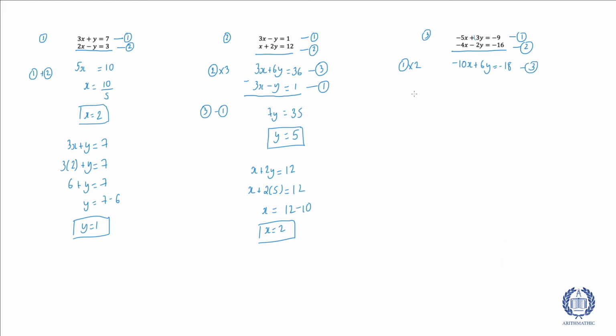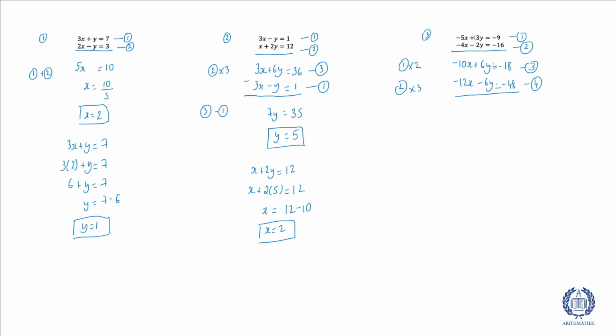Now, for equation 2, I'm going to times this. Remember, we're trying to make the y 6, right? So how do I get 6 from 2? I have to multiply that by 3, because I know 3 times 2 is 6, right? So I have to times everything by 3, equation 2. So minus 4x times 3 is minus 12x. Minus 2y times 3 is minus 6y. And then 3 times minus 16 is minus 48. Equation 4, because it's a new equation, right?